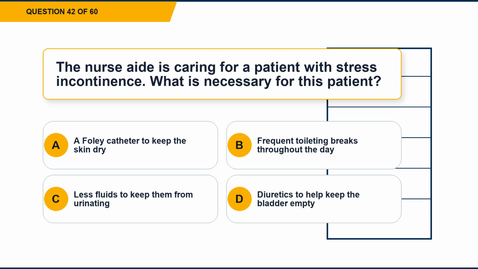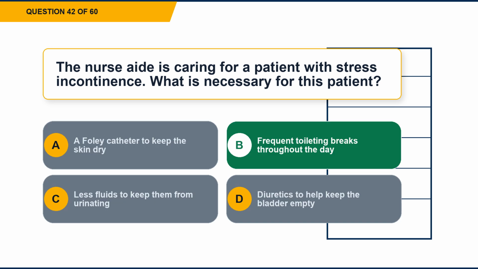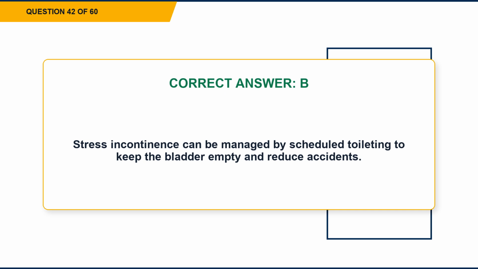Question 42. The nurse aide is caring for a patient with stress incontinence. What is necessary for this patient? Option A. A Foley catheter to keep the skin dry. Option B. Frequent toileting breaks throughout the day. Option C. Less fluids to keep them from urinating. Option D. Diuretics to help keep the bladder empty. The correct answer is option B. Frequent toileting breaks throughout the day. Explanation. Stress incontinence can be managed by scheduled toileting to keep the bladder empty and reduce accidents.